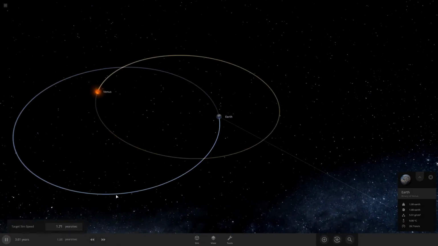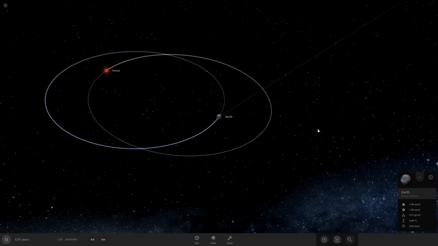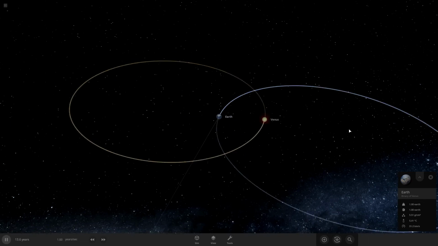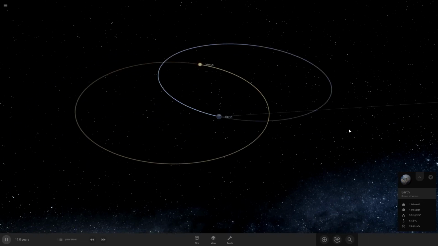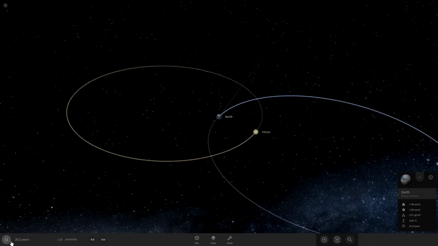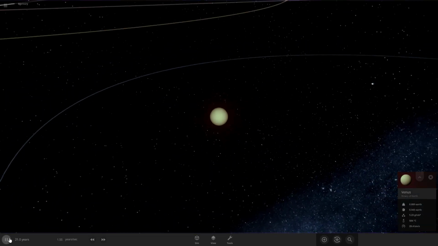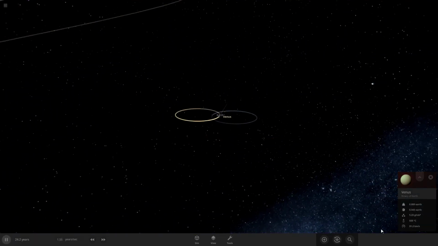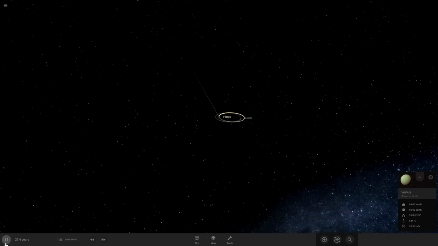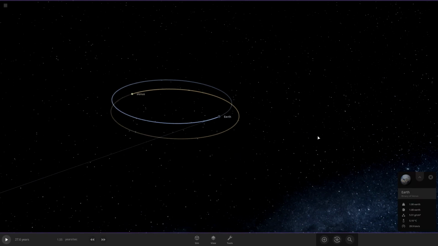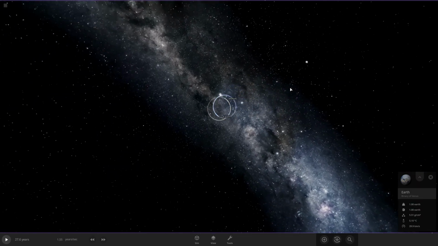I can speed up time until Venus becomes cool again, and we can see if Venus could be habitable. I'm guessing not. Yeah, no. Still quite a hot place. So yeah, that's what would happen. Venus and Earth would be in a binary. I mean, they're around the same size, so it makes sense.